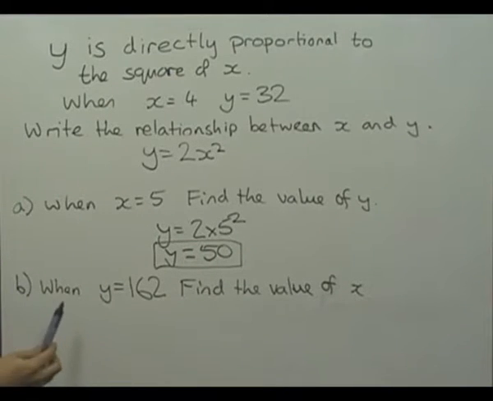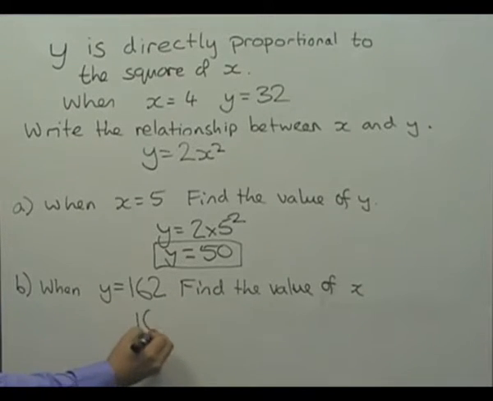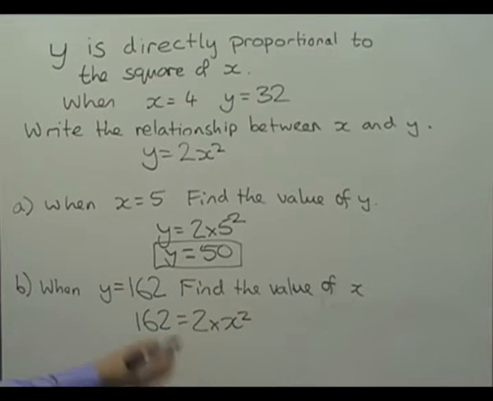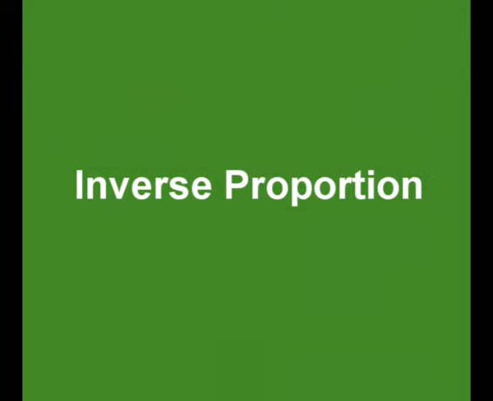Right, for the second part, they usually reverse the calculation. So this time you've got the answer and you need to find the value of x. So you've got 162 is equal to 2 times x squared. So working this backwards, 81 is equal to x squared, and therefore square root of 81 must be x, so x must equal 9.